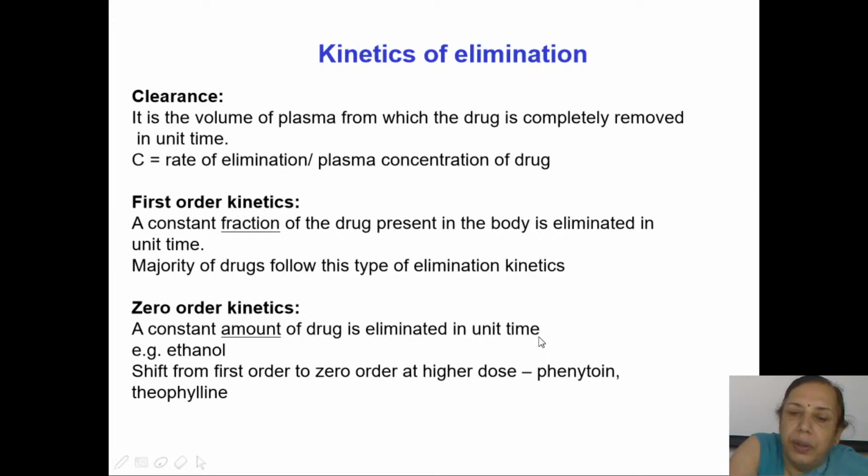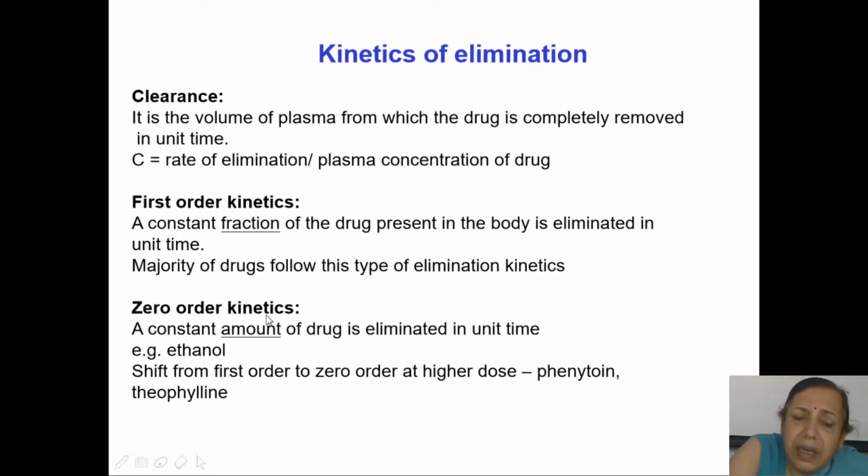For example, we take an example of alcohol. Let's say 10 ml is being eliminated in 10 minutes. So the next 10 ml in another 10 minutes, the next 10 ml in another 10 minutes. So if there is 100 ml of alcohol, it will take 10 minutes for the first 10, another 10 minutes for another 10. So that takes that much time. So you see the half-life or the effect of the drug remains for a longer time because it is a constant amount which is being handled. Whereas here, I'll give you an example in my next slides.